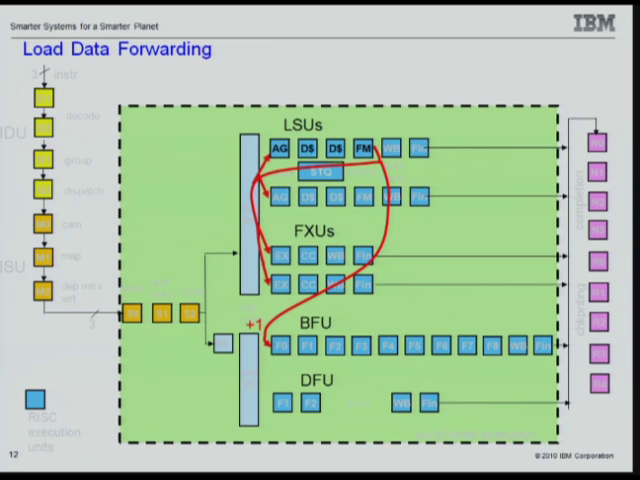Okay, with an out-of-order design, what you really want to do is achieve the data flow limit. And to achieve the data flow limit, you have to execute dependent instructions as quickly as possible. So we've implemented a lot of data forwarding paths such that we can achieve close to the data flow limit on a lot of compute-intensive workloads. So from the LSU, we are able to quickly forward the result back. We bypass the reg file completely and we forward the data back to itself, to the other LSU, and to the FXU, and with one cycle additional delay to the binary floating point unit.